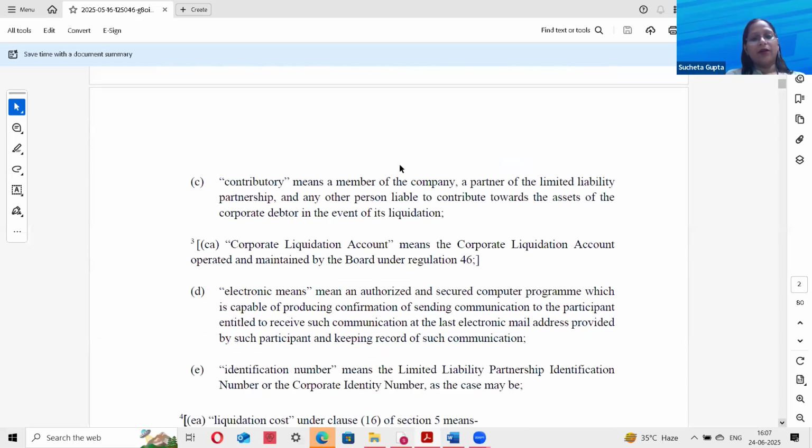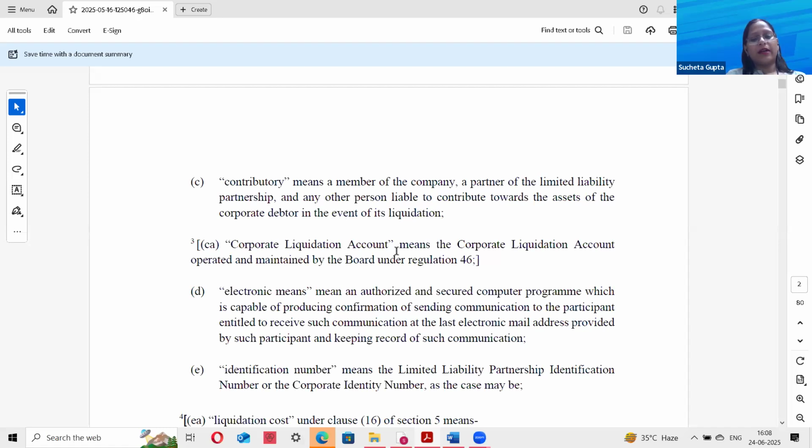Now the contributory. We are all professionals, so we have the knowledge of who the contributories are at the time of liquidation, if a company or LLP goes into liquidation. Contributory means a member of a company, basically a shareholder, a partner of a limited liability partnership, and any other person liable to contribute towards the assets of the corporate debtor in the event of liquidation. So whoever is liable to contribute towards the assets will be counted as a contributory in case of liquidation.